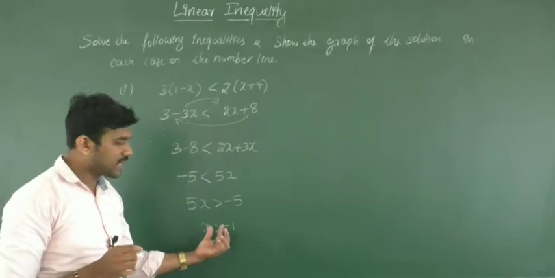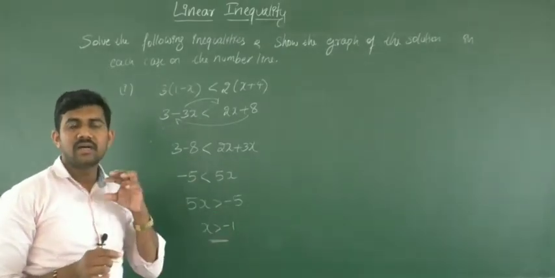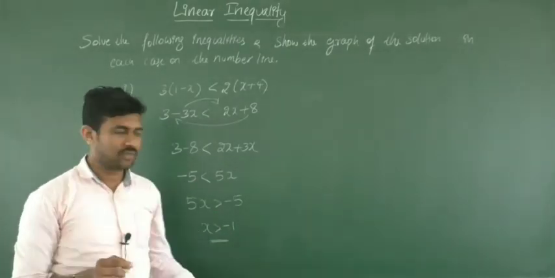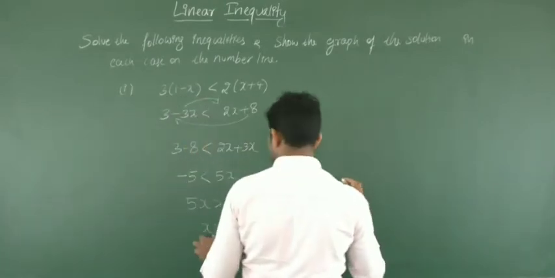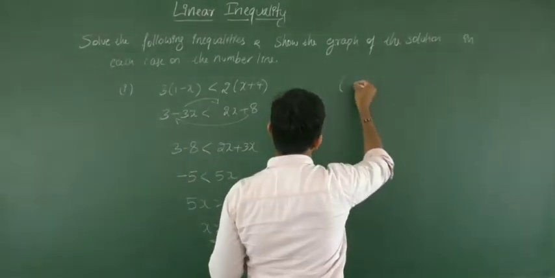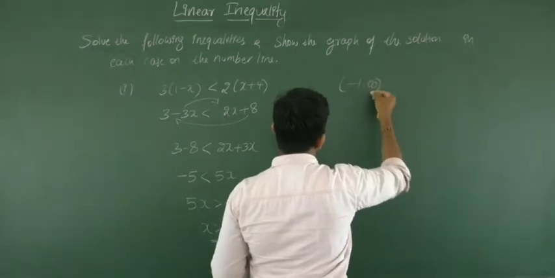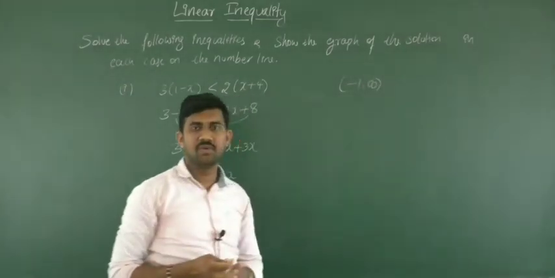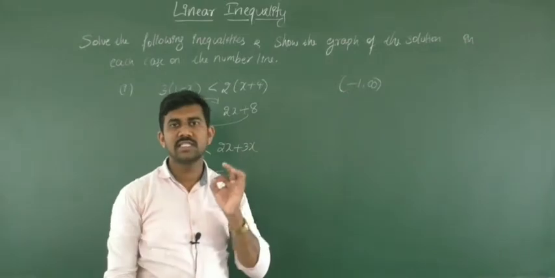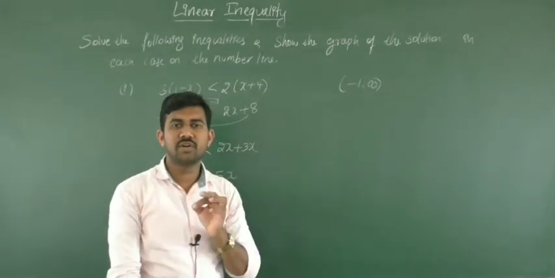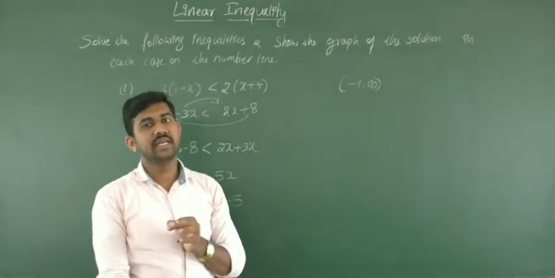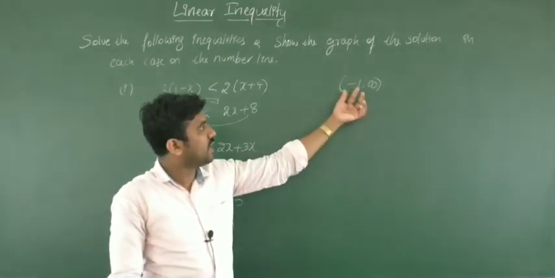Now we can write this in interval form also. See how to write the solution in interval form. x is greater than minus 1 means minus 1 to infinity. All the real numbers it includes. So this is the solution set when x is a real number, or x can take the value from minus 1 to infinity.